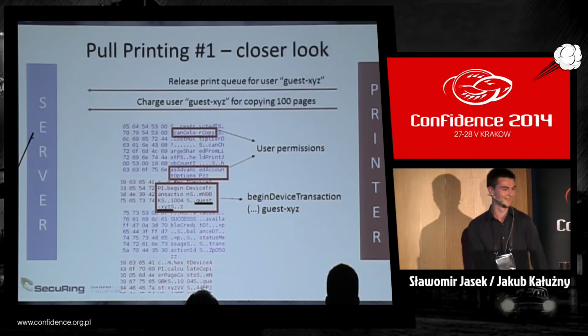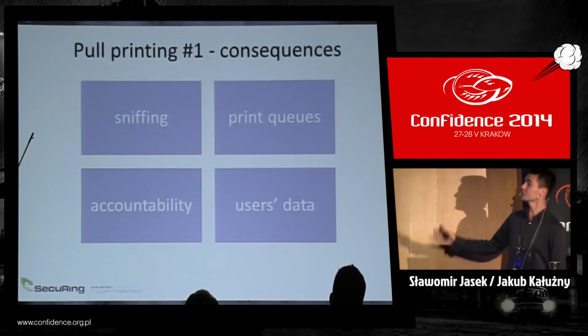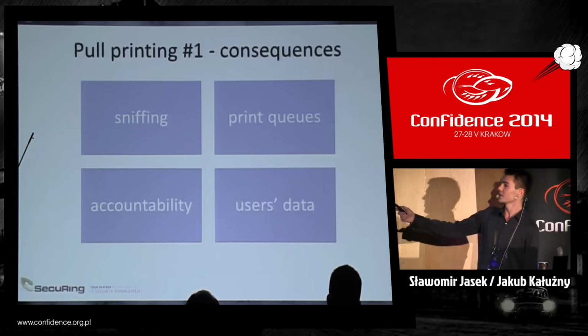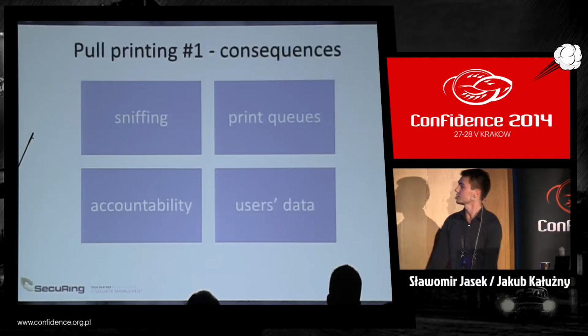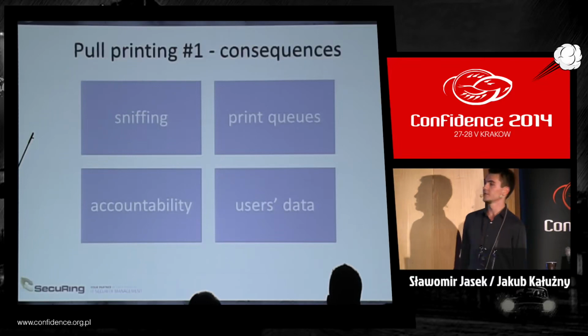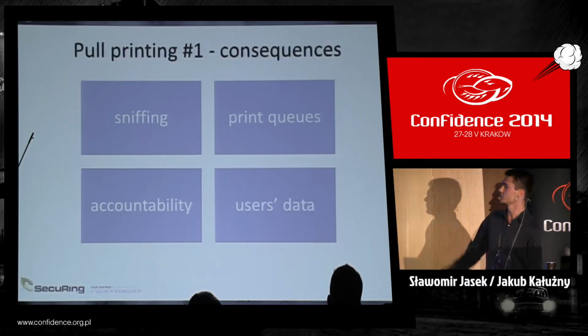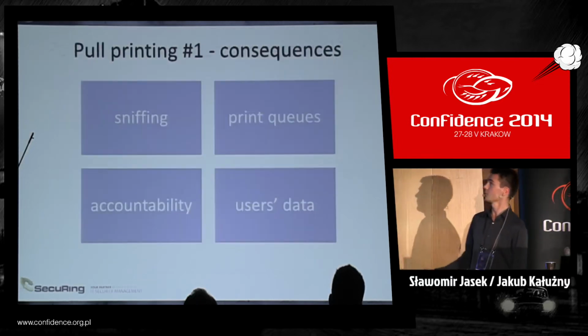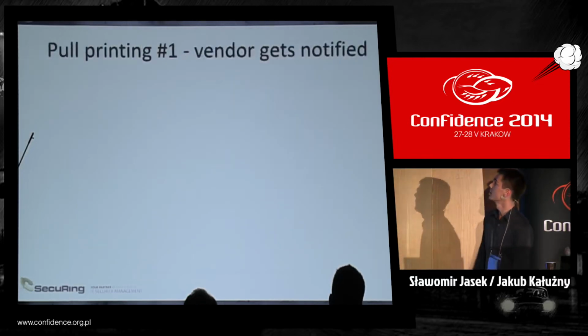Brilliant. Okay, so what were the consequences of this attack? Of course, sniffing, done. Print queues, done. We could tamper the accountability, and as it turned out, we were able to still use this data because the server responded with it. So all queue risks were broken.